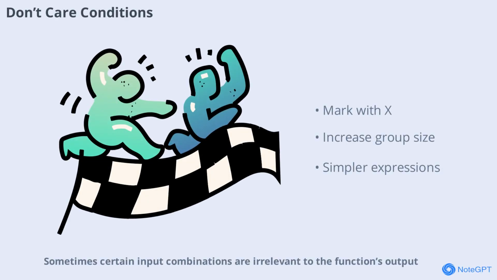Sometimes, certain input combinations are irrelevant to the function's output. These are called don't care conditions and are marked with an X in the K-map. You can use these cells to your advantage when grouping, as they can be treated as either 1 or 0 to help form larger groups. This flexibility can lead to even simpler Boolean expressions.